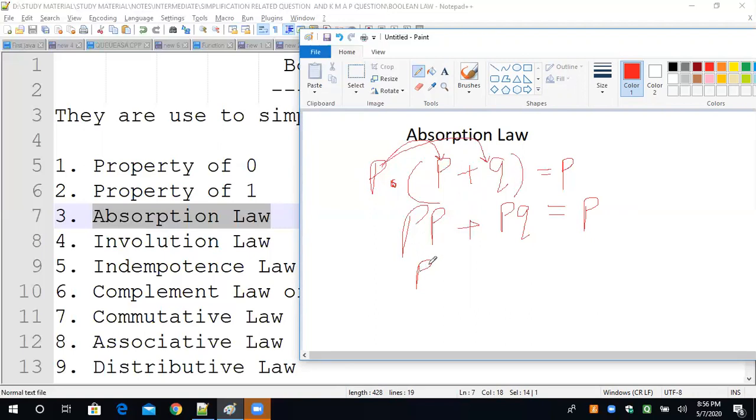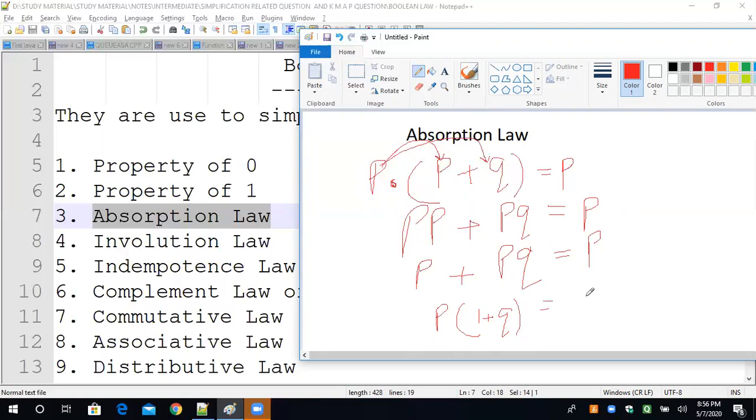So P dot P, this is basically the idempotence law. P dot P is equal to P dot PQ is equal to P. So what we can do over here, we can take the common P, no problem. I'm just taking the common P, so here 1 plus Q is equal to P.